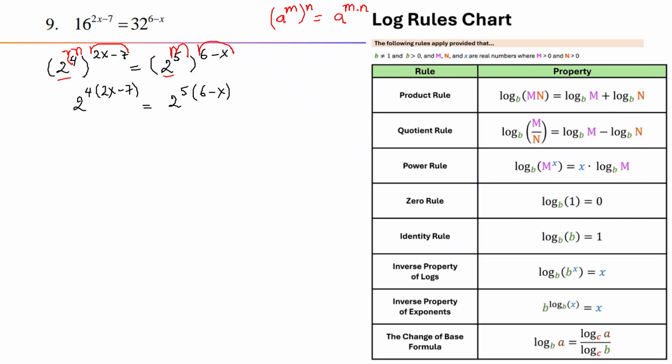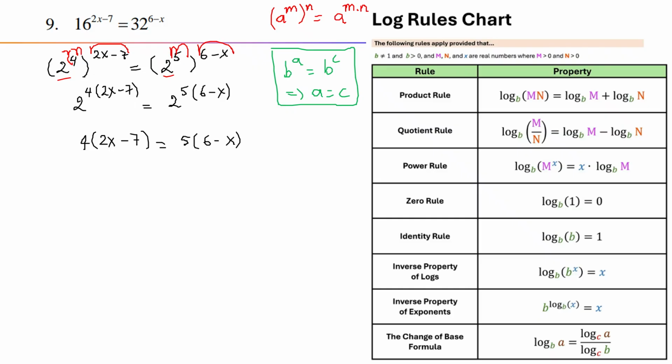Okay, now because you have the base is the same, the exponent a equals exponent c. Always remember this when you solve questions like this. Now we have the same base, so we just set the exponents equal to each other. Now distribute: 4 times 2x is 8x, 4 times negative 7 is minus 28.